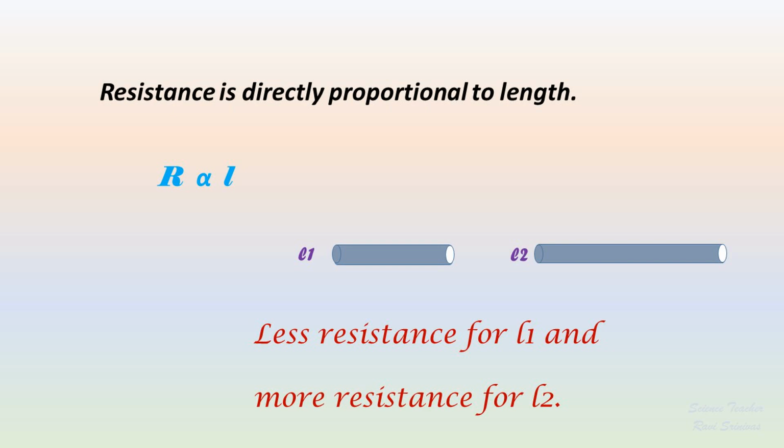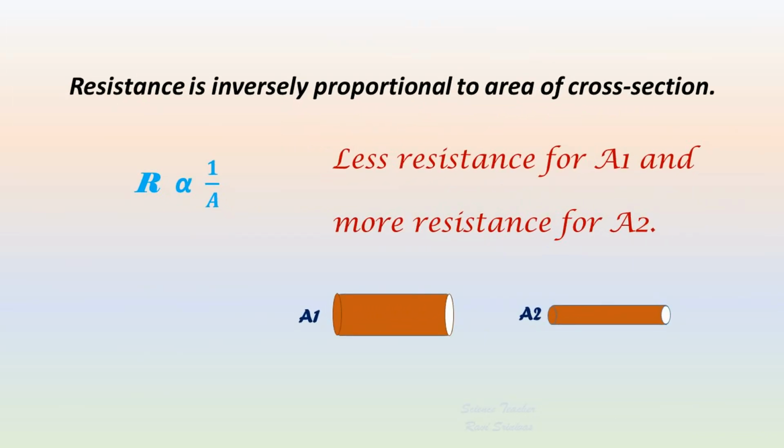Resistance of a conductor is directly proportional to its length. It means that resistance increases on increasing the length of conductor. Resistance of a conductor is inversely proportional to its cross-sectional area. It means that a thick wire has more cross-sectional area and less resistance.